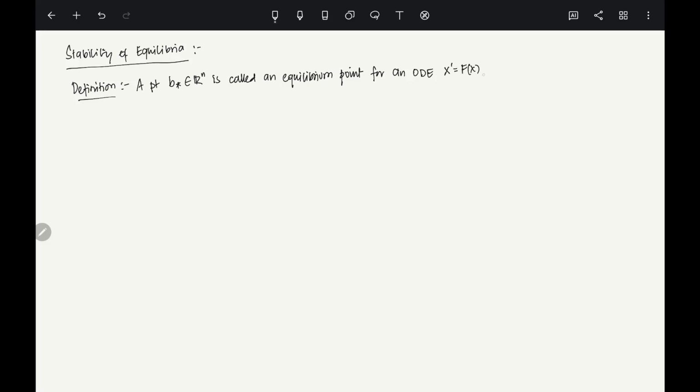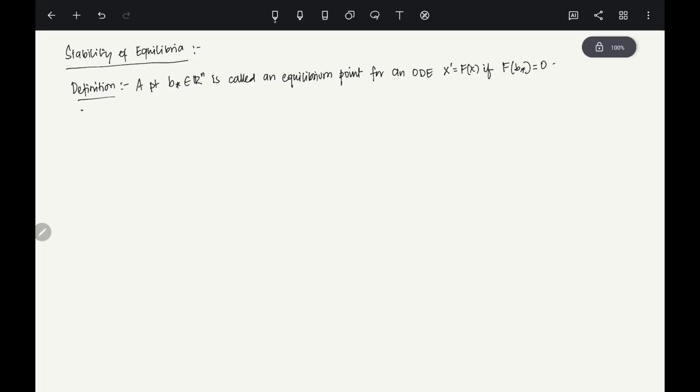If f of B star is 0, then basically at that point, if capital F, the source term, is 0, we call this an equilibrium point. Essentially, if f of B star is 0, then x prime at that point is basically 0. That's what it is saying, and at that particular point, we call it an equilibrium point for this system.